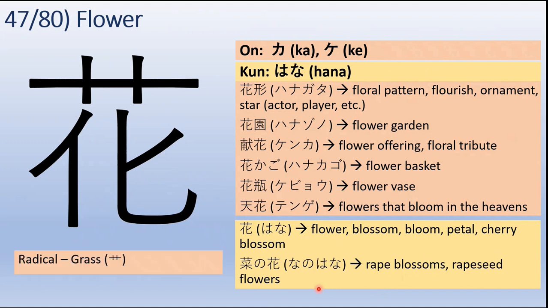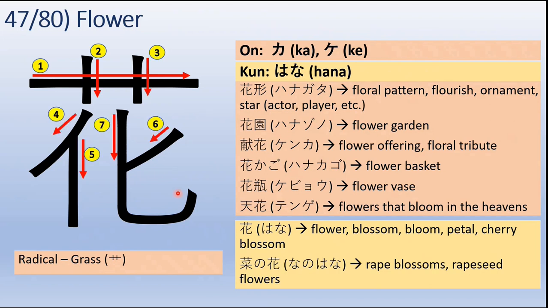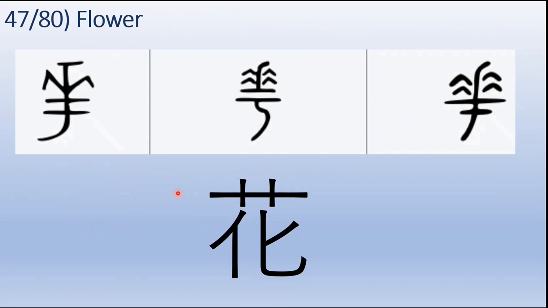This is derived from the grass radical. This is the radical for grass. So we have not yet done this radical since it is not part of the grade 1 kanjis. So it will be done later on in this series. But for the time being, let's just remember that this is the grass radical from where this flower kanji has been derived. This is the stroke order. And this is how this kanji has evolved over the ages. So as you can see, it very much resembles a flower.